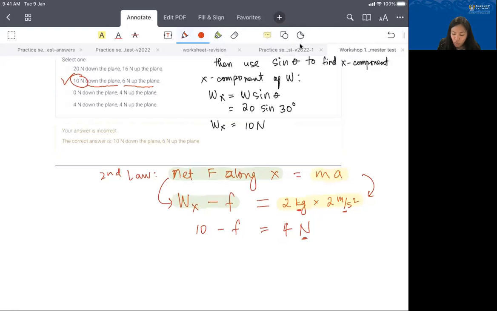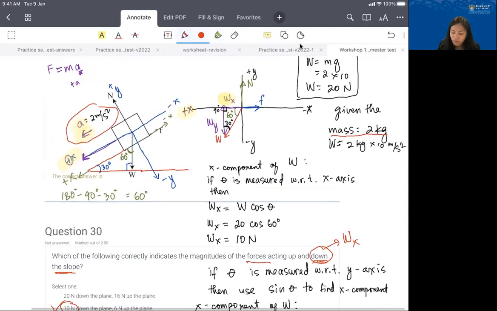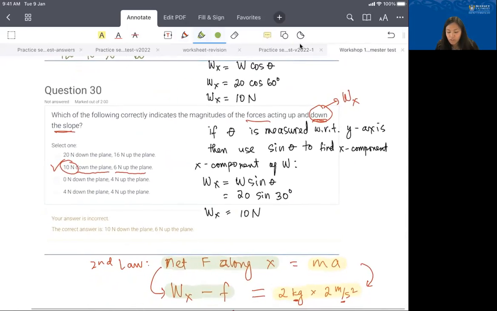So we isolate the frictional force here. We'll know the frictional force is equal to 6 newtons, because 10 minus 6 gives us 4 newtons. So that's how you get 6 newtons for the force going up the plane, which is the frictional force. Notice how up the plane is the negative x, and that's the frictional force that's going up the plane, which is 6 newtons.